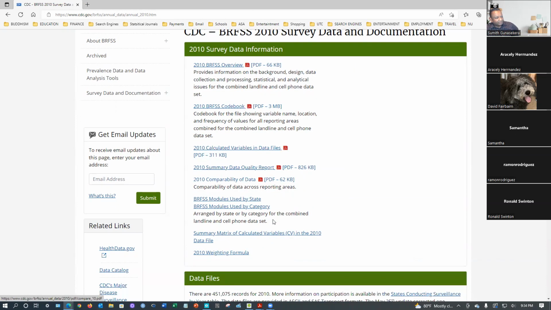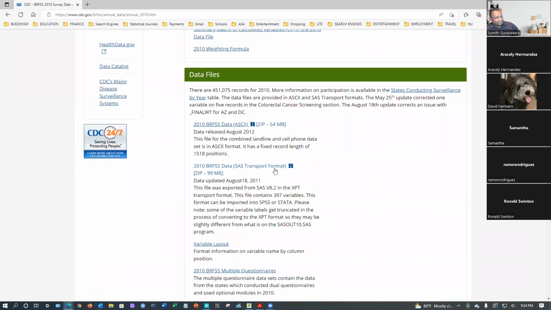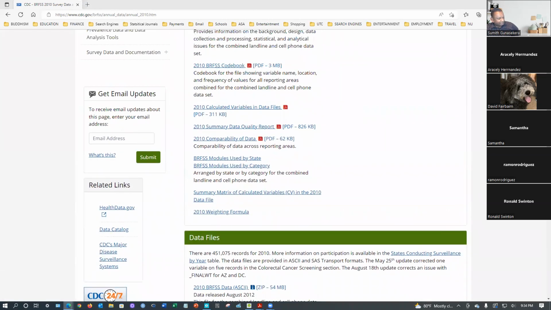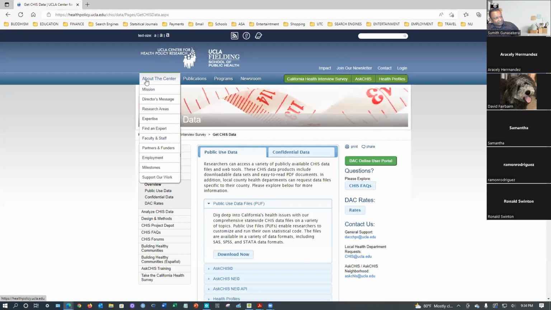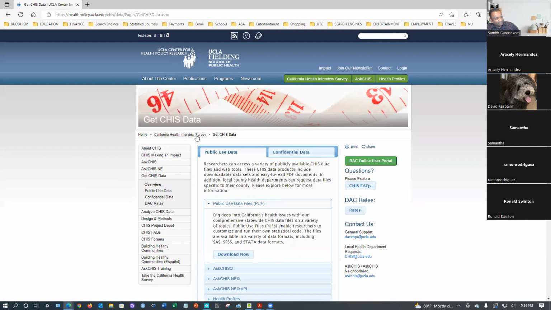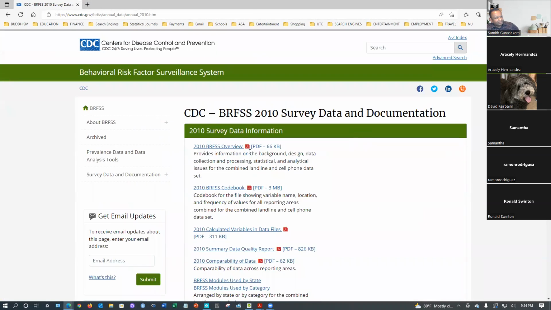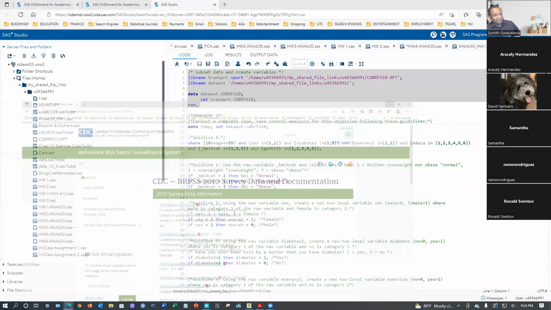And code, data files, SQL, and the transport one. I use this transport format and then convert it into SAS later on. The other data that we are using is the California Health Interview Survey data. That data or this data doesn't matter, either one. This data is the Behavioral Risk Factor Surveillance System data. Those are the two websites to access it.